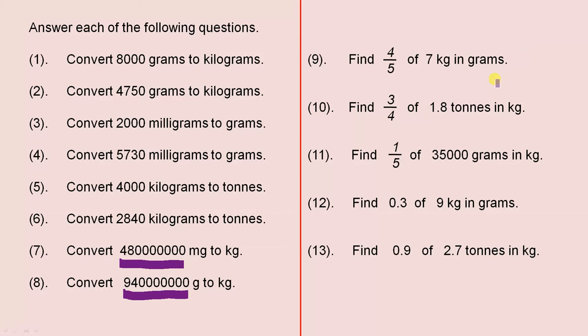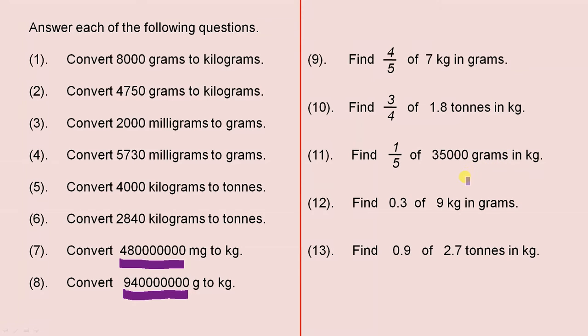Now, here we have some fractions. Now find 4/5 of 7 kilograms in grams. Now the lesson gives you a clue how to do this. So if you check out the lesson, if you're not sure what to do, it does actually explain how to do this. Find 3/4 of 1.8 tons in kilograms. And find 1/5 of 35,000 grams in kilograms.